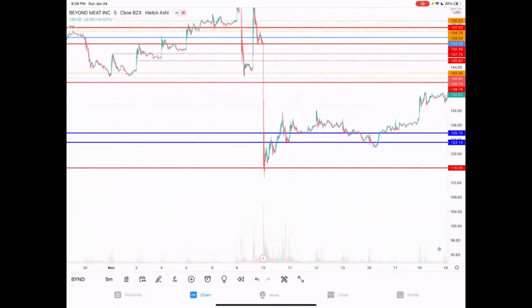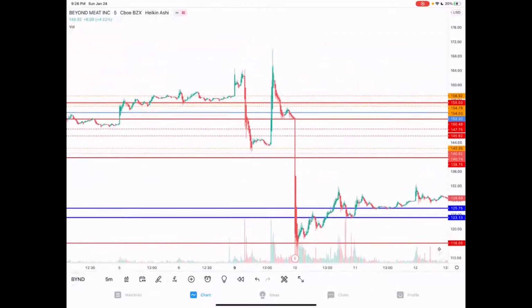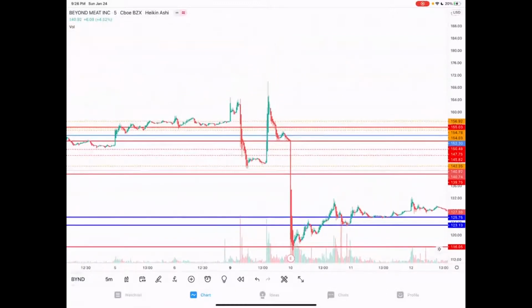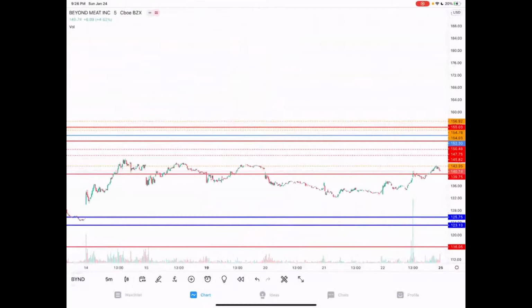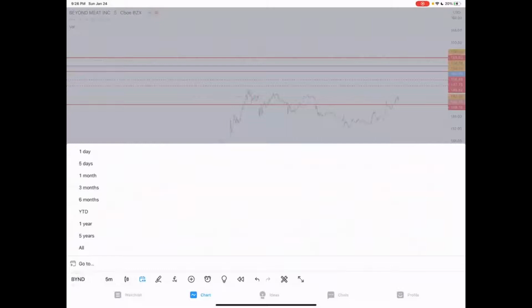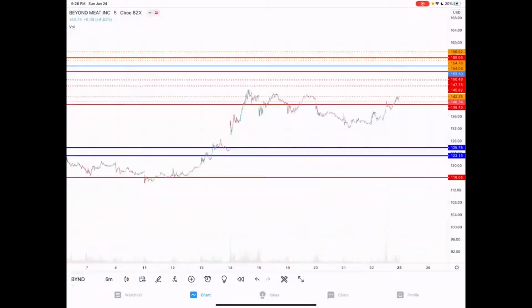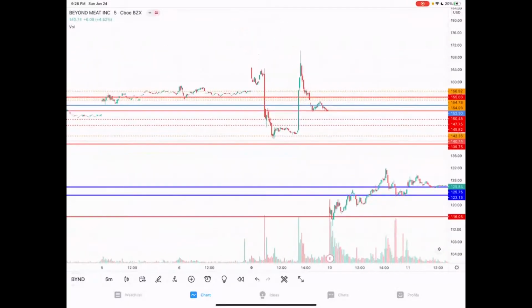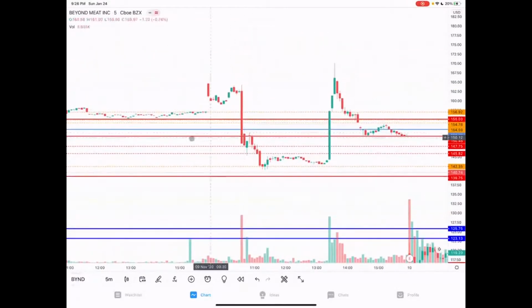So yeah, what happened here was that I actually want regular candles. Cool. So for example, if you guys just want a quick refresher, what happened here was that Beyond was trading normally, and then all of a sudden McDonald's said they're going to use plant-based products and make their own. So Beyond gapped down.